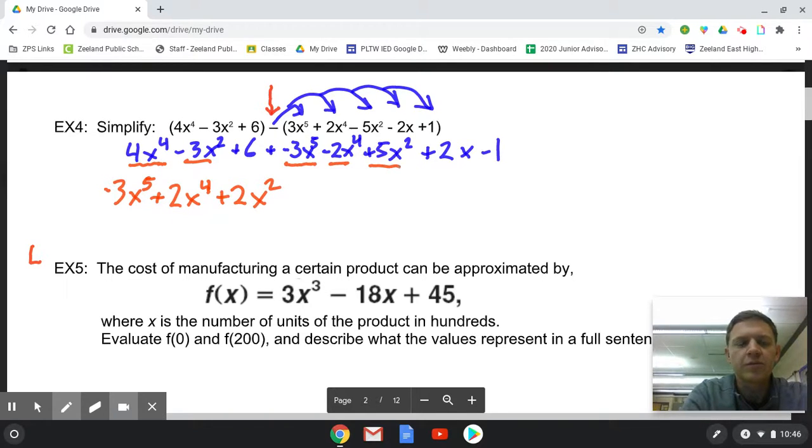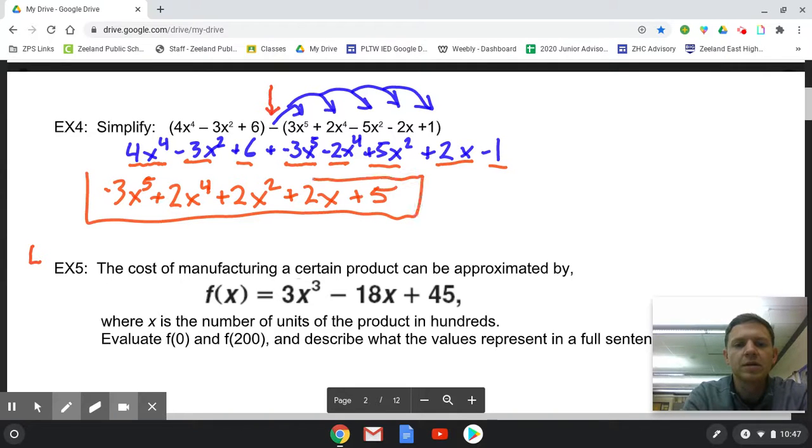Are there any terms with just x to the 1? Yep, 2x. I don't see any other ones, so just plus 2x. And then I have to do the x to the 0 terms, or the terms without x's. I see a 6, and I see a negative 1. Add those together, and you get 5. There we go. There is our simplified polynomial. We put all of the terms that can be combined together.